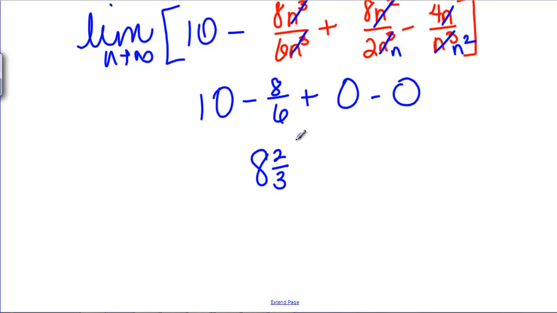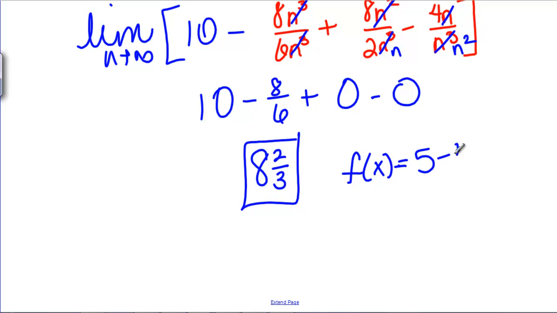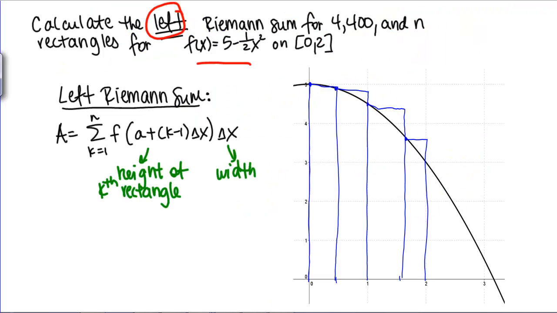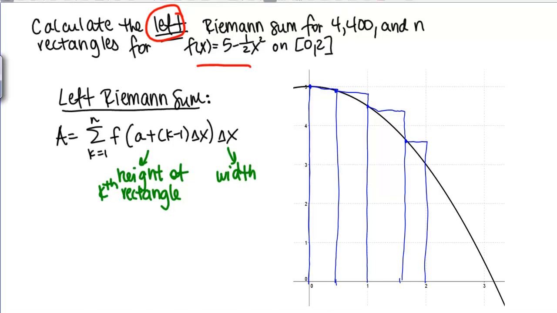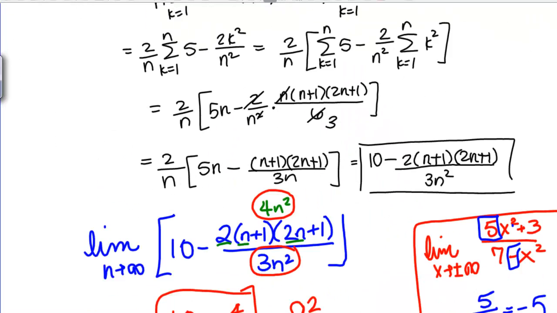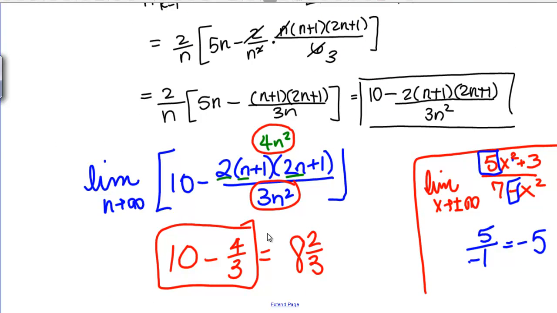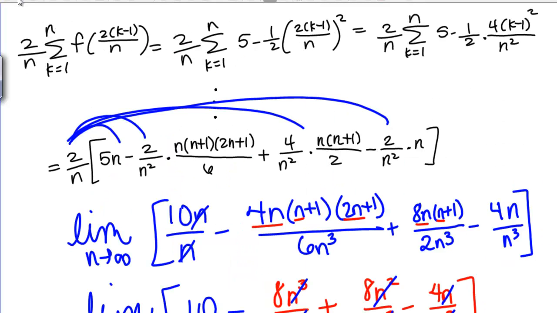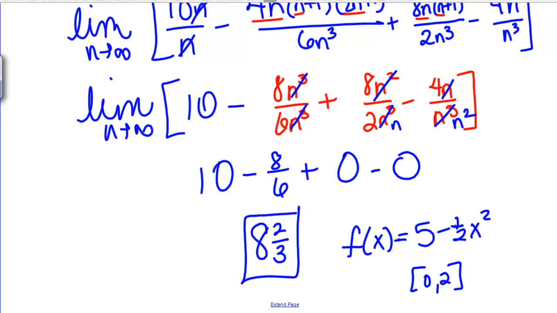So that's the area under f(x) = 5 - 1/2 x² from 0 to 2. Notice that we got the same answer for the exact final area, whether we used the right Riemann sums or we used the left Riemann sums. This should make sense, right? Because we're finding an area. It should have one number as the answer no matter how we find it.